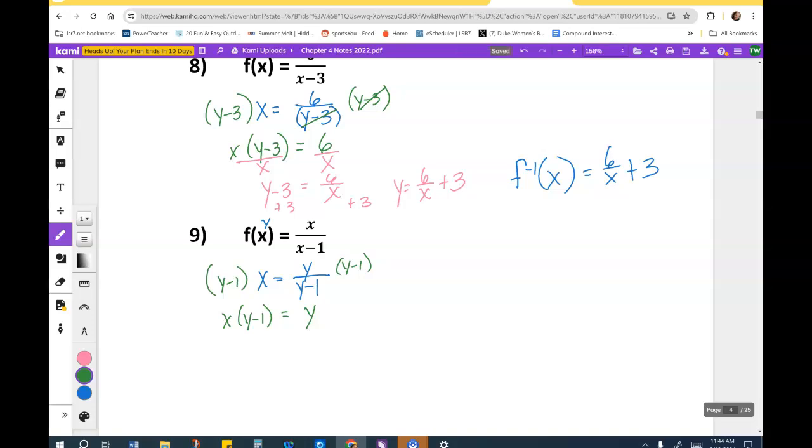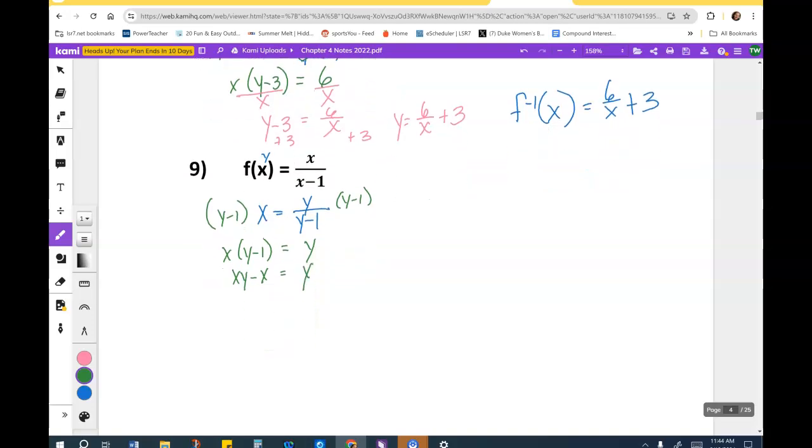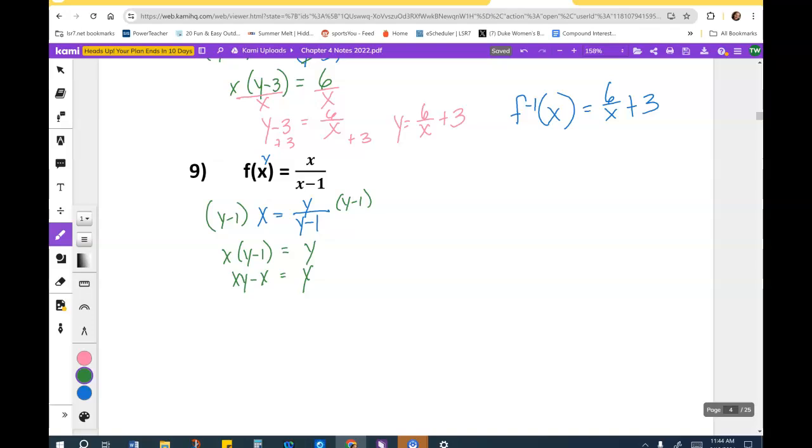And I'm eventually going to get y by itself, but first I've got to get all the y's on one side. So I'm going to go ahead and distribute this x. So I have xy minus x equals y. And I want to get the y's on one side, so I'm going to subtract xy from both sides. So I have negative x equals y minus xy.